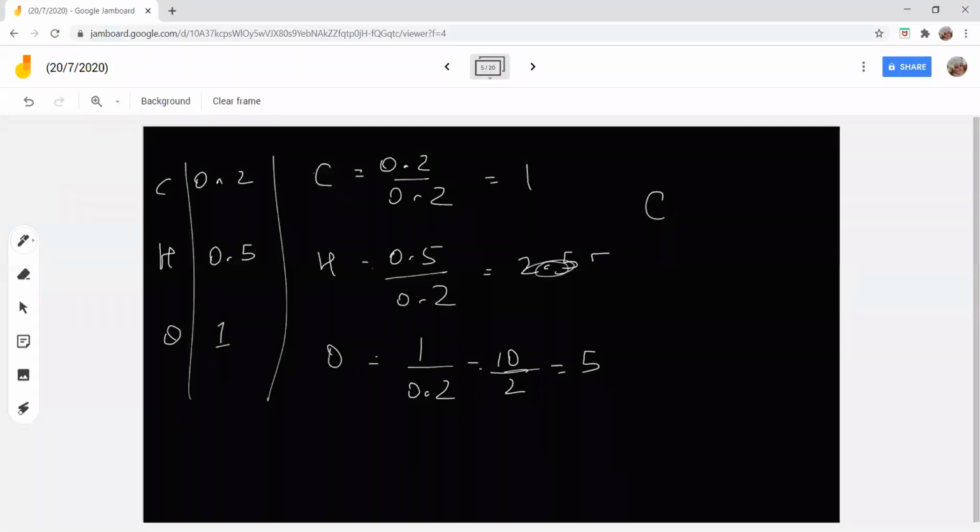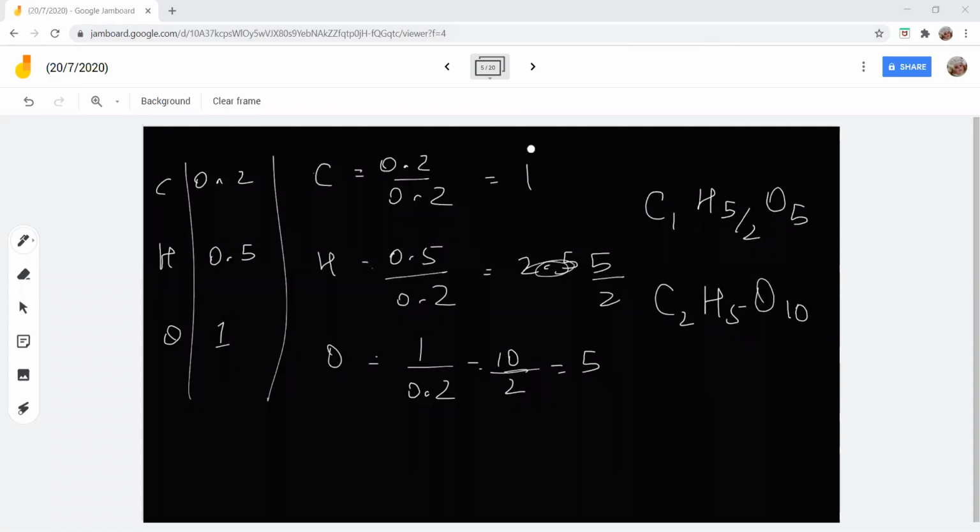Actually 2.5, if you have it as 5 by 2 itself, you will write it as C1H5/2O5. This further you can write it as C2H5O10. Yes, is that right? If you have doubts, you can ask me, or if I have made any mistake, you can say. Is that right now? Okay, I'll explain it one more time.